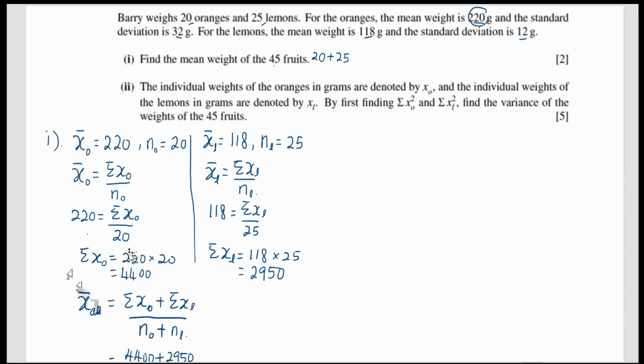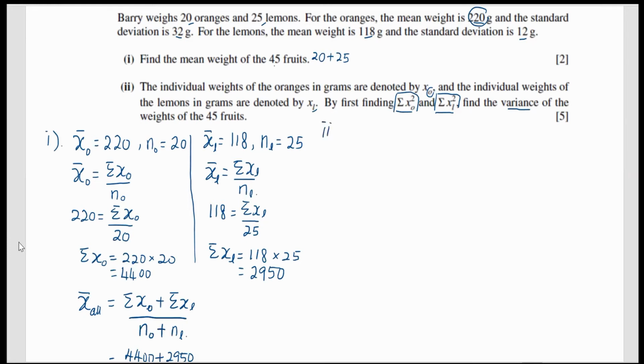Okay, now we look at part 2. The individual weights of the oranges in grams are denoted by x_O, like orange, and the individual weights of the lemons in grams are denoted by x_L, the lemon. By first finding sigma x squared for the orange and sigma x squared for the lemon, then we can find the variance of the weight of the 45 fruits.